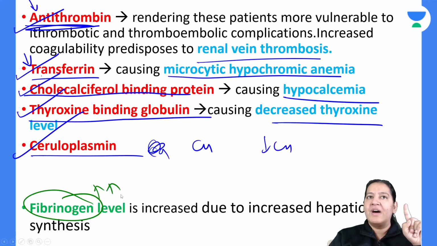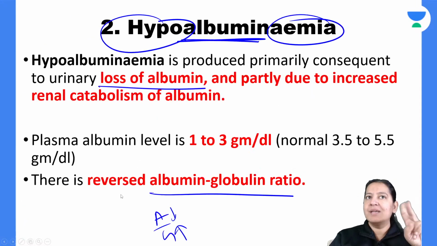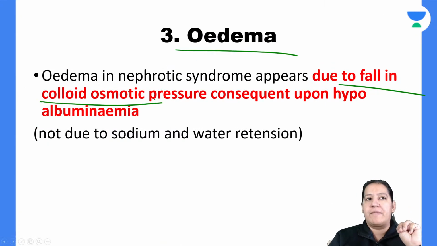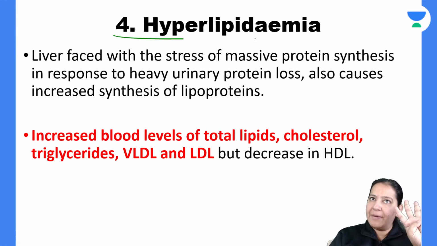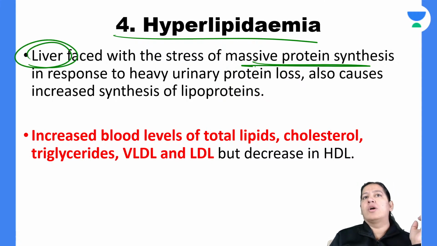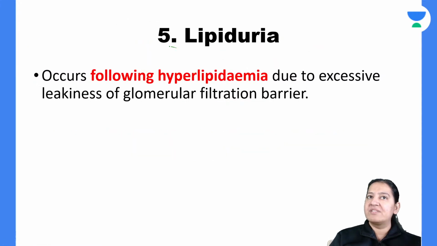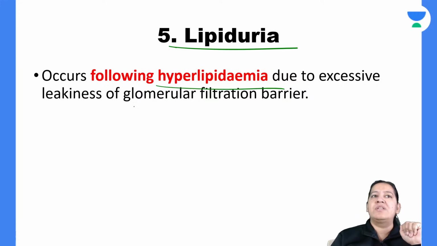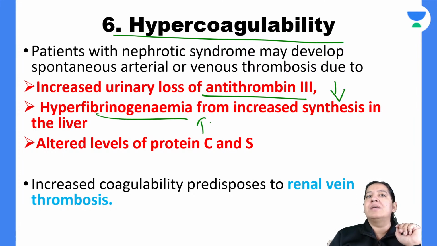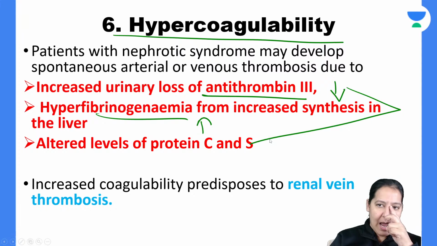Have you got it? First is heavy proteinuria, second is hypoalbuminemia, third is edema. Edema is due to fall in colloid or oncotic pressure, not due to sodium water retention. Fourth is hyperlipidemia, because the liver is compensating the massive protein loss by forming lipoproteins, and lipoproteins will cause hyperlipidemia. The hyperlipidemia will result in lipiduria, so lipid will be excreted in the urine. It will leak through the glomerulus. And last is hypercoagulability. I have told you the reason: antithrombin is decreased and fibrinogen is increased.